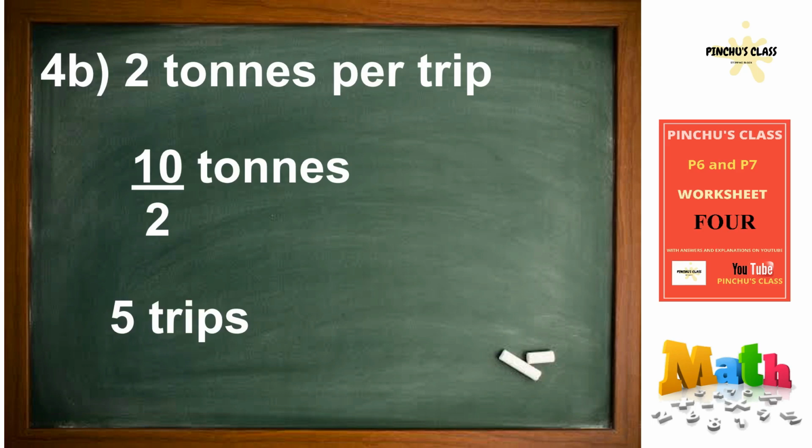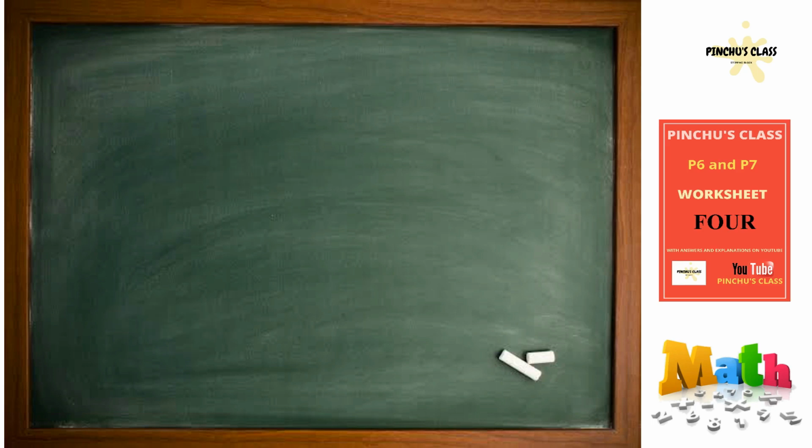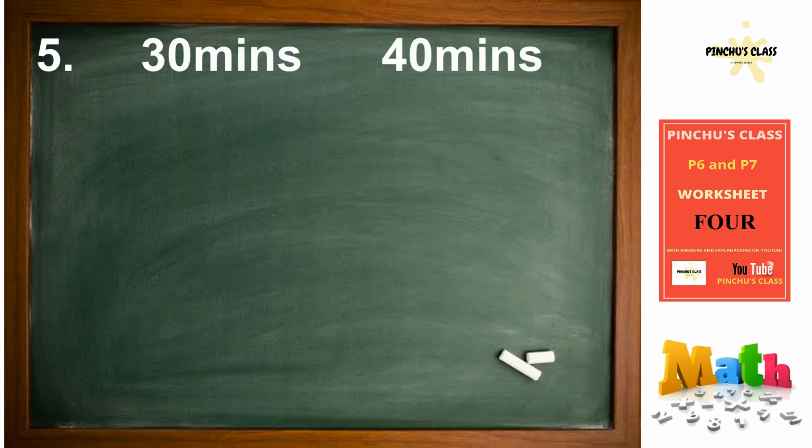Okay, now we go to number 5. Number 5 says 2 bells ring at intervals of 30 and 40 minutes for lower and upper primary respectively. So part A, they have said, how long will the 2 bells take to ring together again?